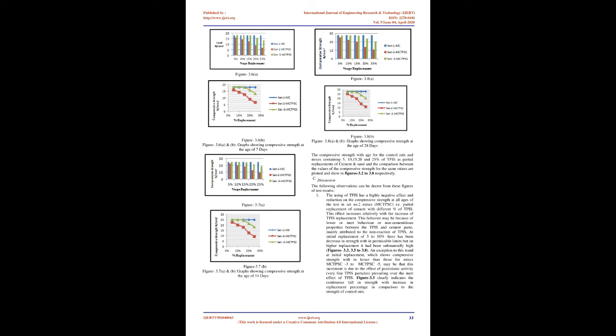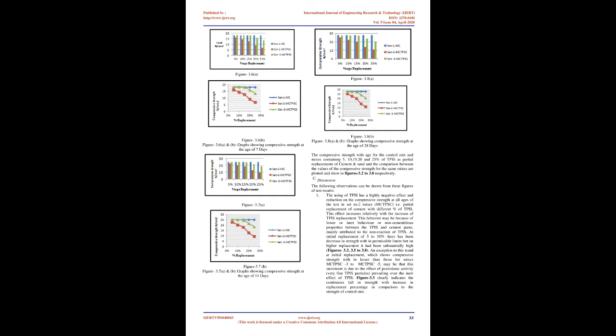This behavior may be because of filler or inert behavior or non-cementitious properties between the TPIS and cement paste, mainly attributed to the non-reaction of TPIS. At initial replacement of 5 to 10% there has been a decrease in strength within permissible limits, but on higher replacement it had been substantially high, Figures 3.3, 3.5 to 3.8.